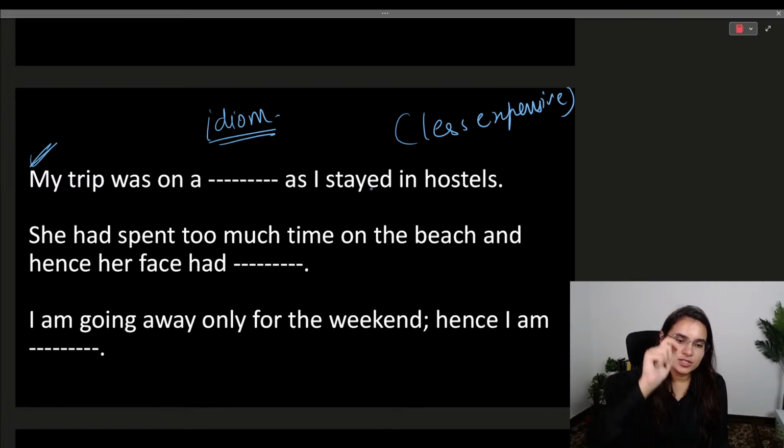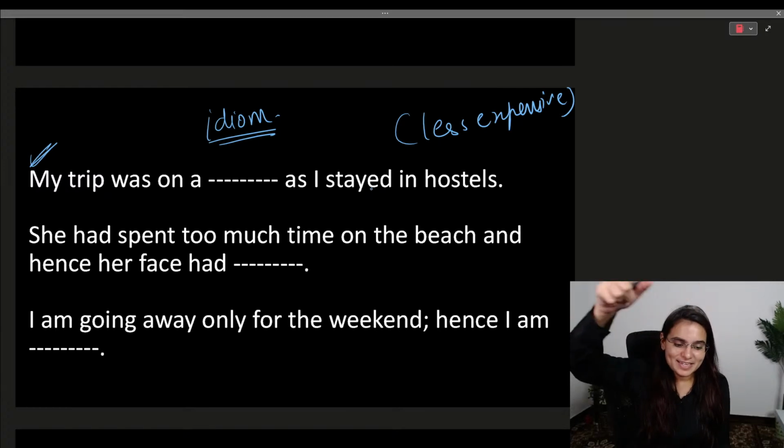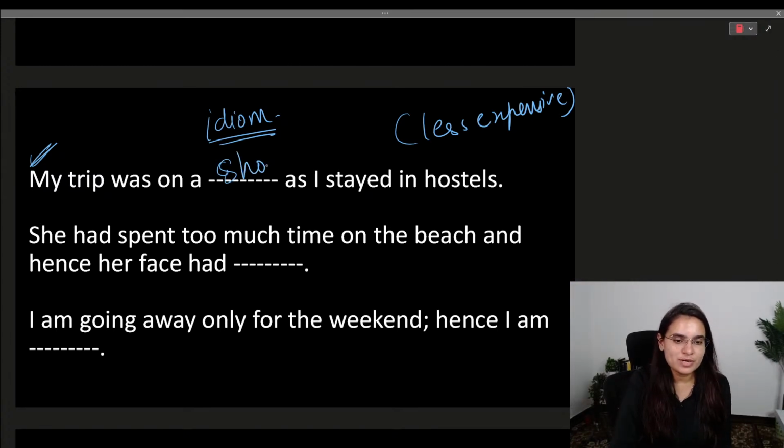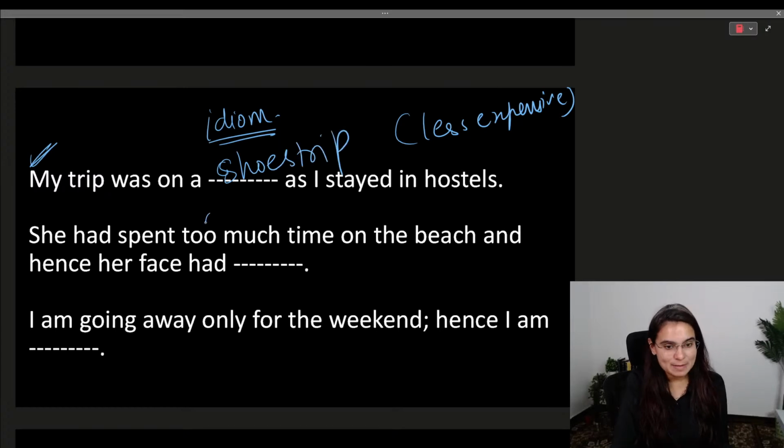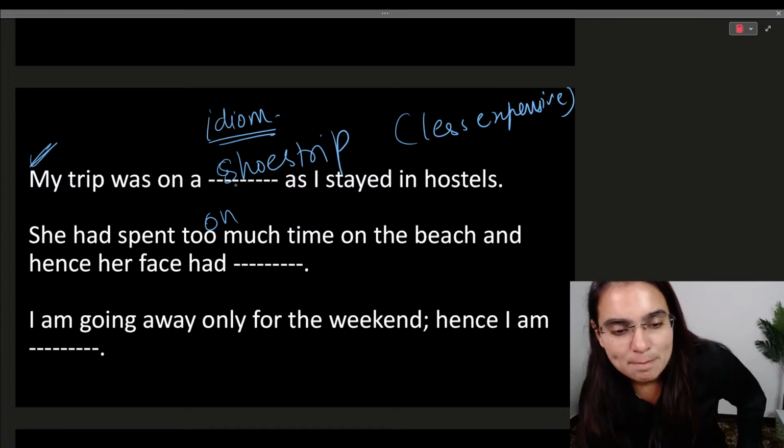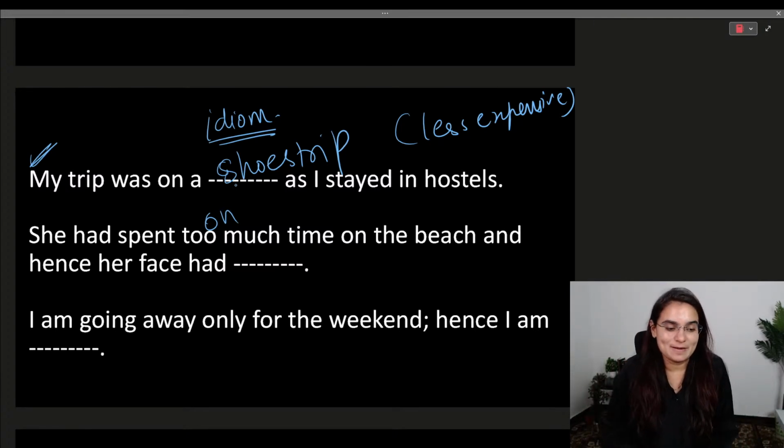My trip was on a dash as I stayed in hostels. How many of you remember this? Yes. Wow. Amazing, Shiva. On a shoestring. On the cheap. You can say that, but on the cheap is not the right idiom here. My trip was on a shoestring as I stayed in hostels.